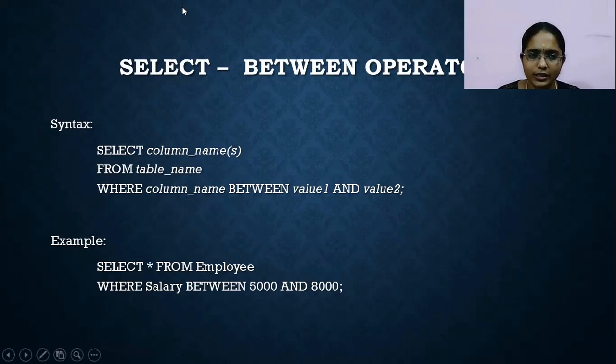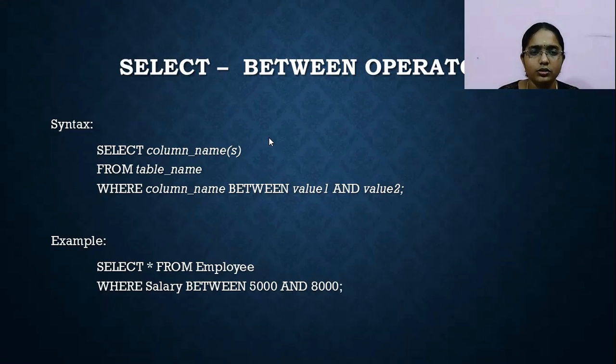You can notice the example here. I have mentioned select star from employee where salary between 5,000 and 8,000. Is it clear? I'm going to fetch employees whose salary is between 5,000 and 8,000, and that information is going to be displayed. This is the use of between. Between is similar to a range. In is similar to fetching values from a group of values; multiple conditions are applied by using in. If you want to specify a range, I can make use of the between operator.